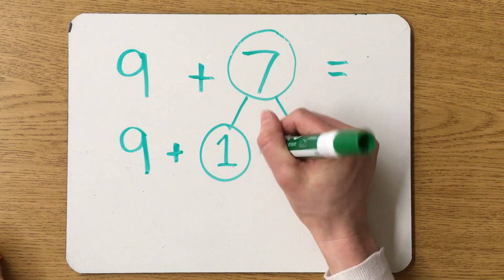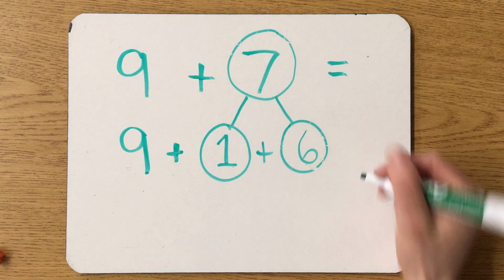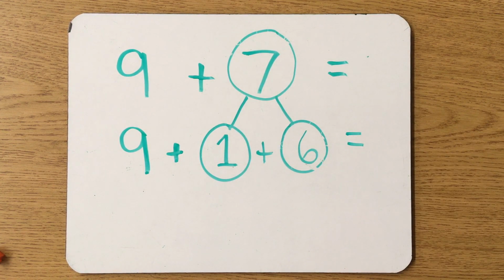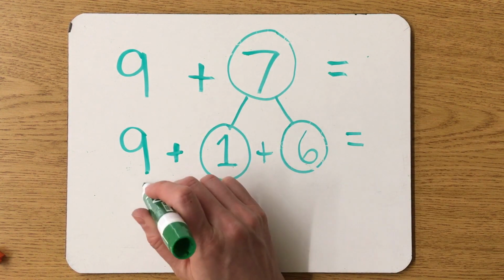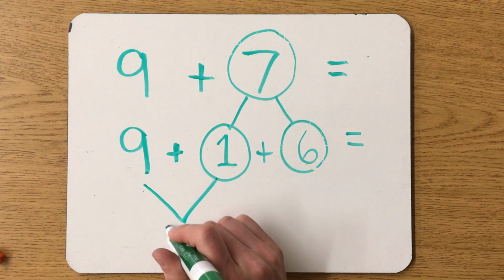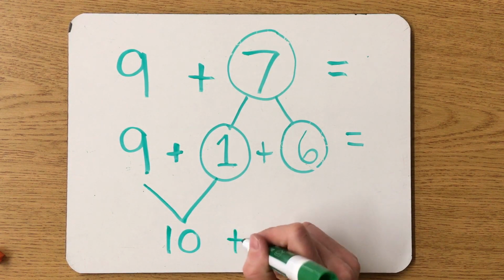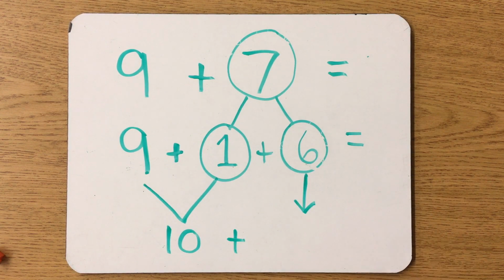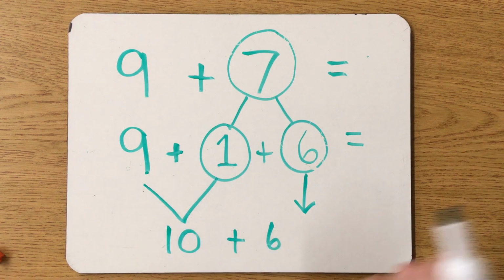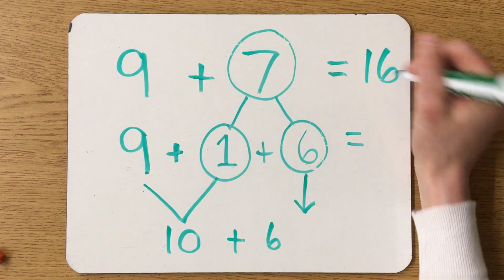1 and 6 together still mean the same thing as 7. I just wrote it in a different way. And I did this because now I've created a group of 10. 9 and 1 are friends of 10. My new question is 10 plus 6. And as mentioned earlier, we love working with tens. 10 and 6 make 16.